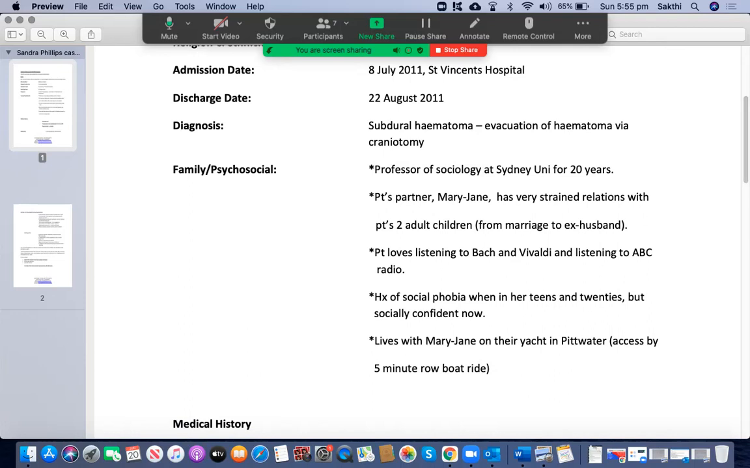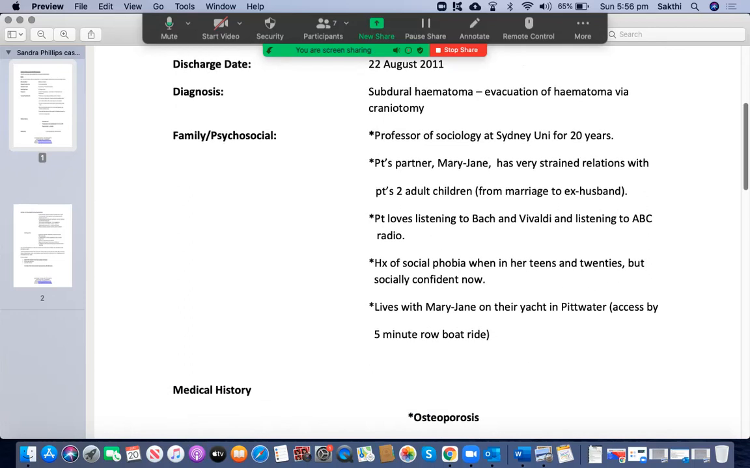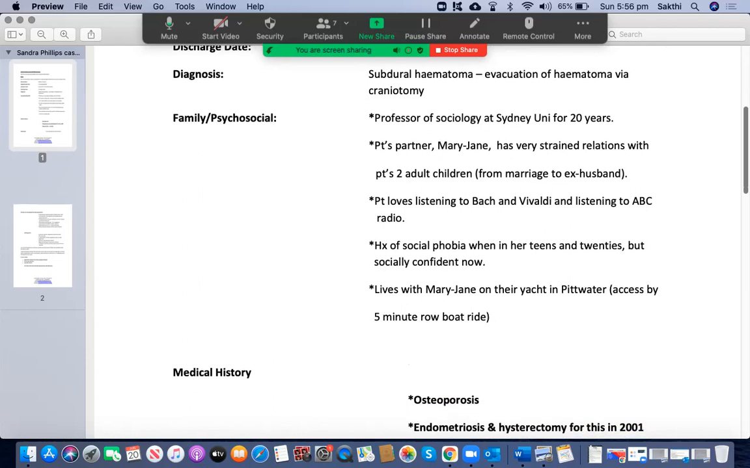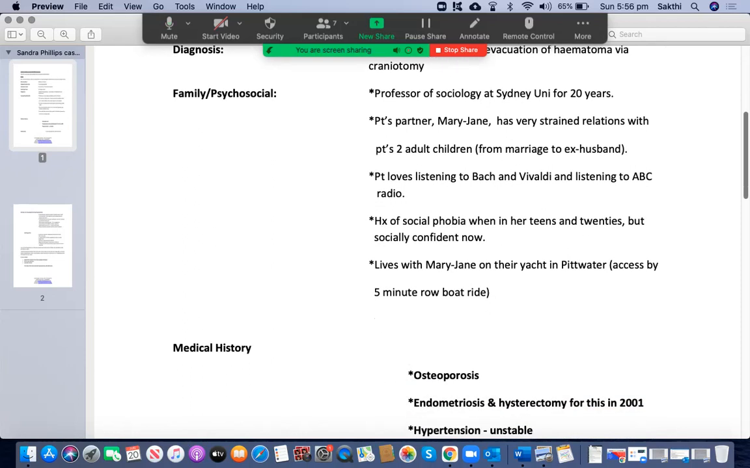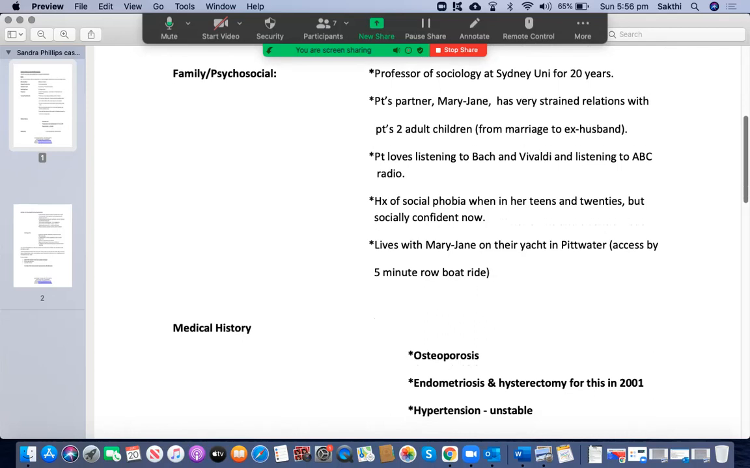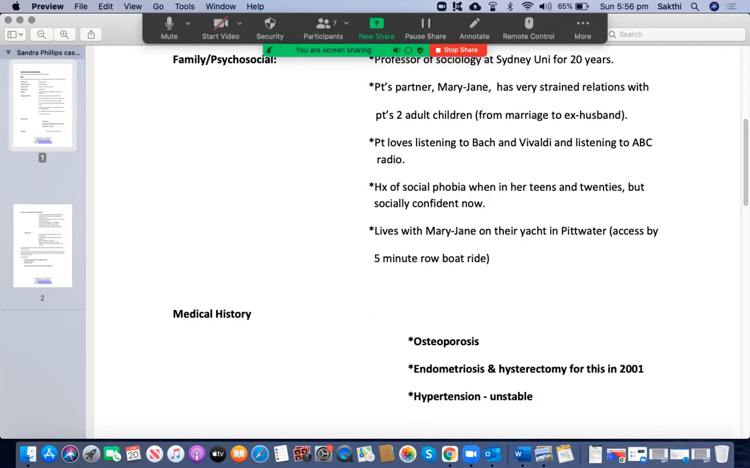Patient's partner has a very strained relationship with the patient's two adult children from her marriage to her ex-husband. Patient loves listening to Bach and Vivaldi and ABC radio. She had social phobia in her teens and 20s, but it's all right. But now socially confident.